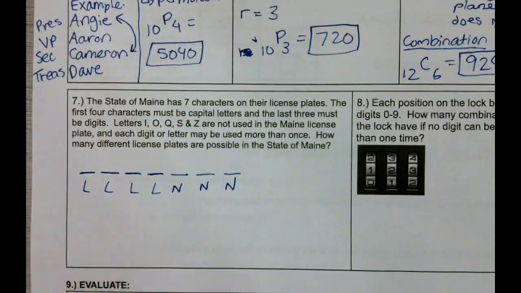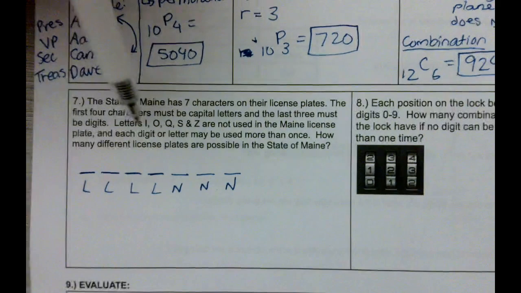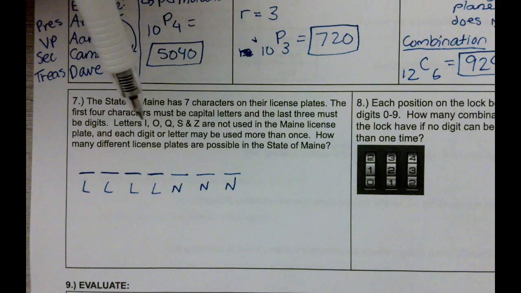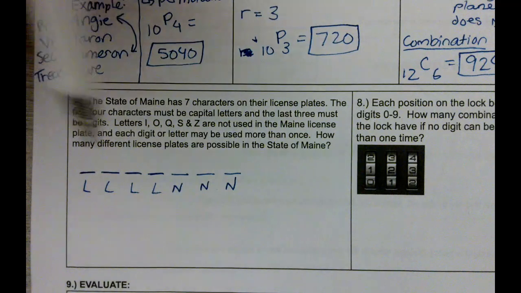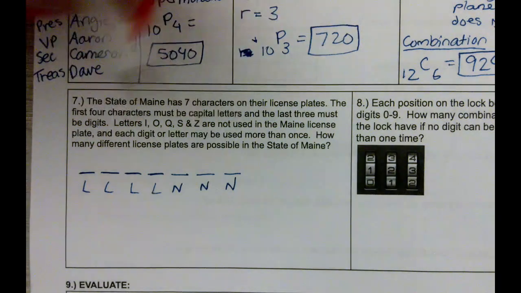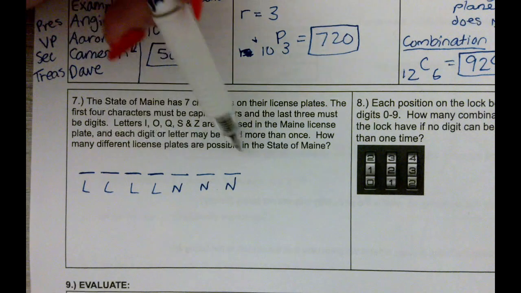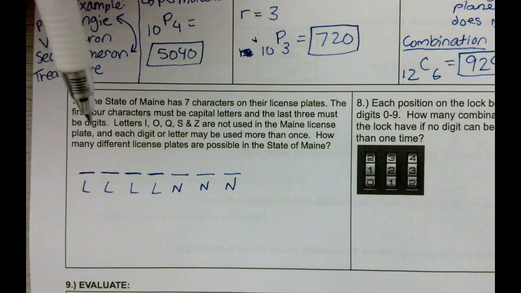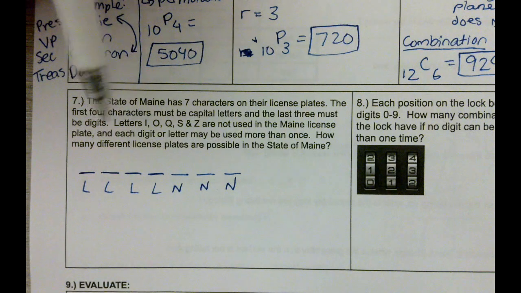Now you have to pay very close attention to the requirements here. Letters I, O, Q, S, and Z are not used in the Maine license plate. And each digit or letter may be used more than once. How many different license plates are possible in the state of Maine? This is a problem you're going to want to read multiple times as you're doing the problem. Make sure you include every detail.